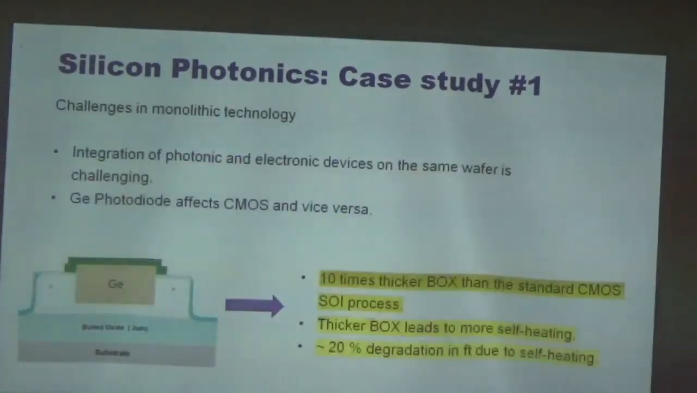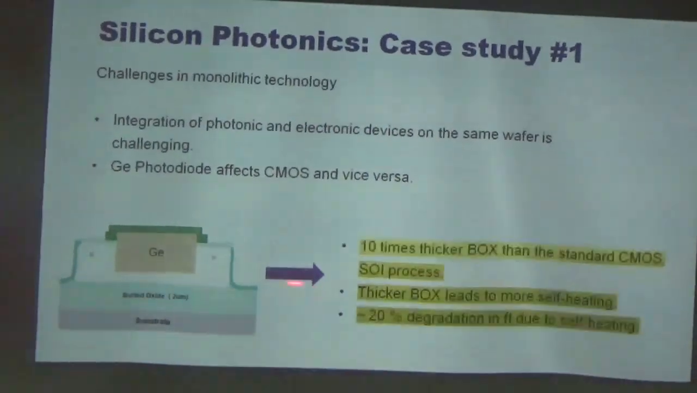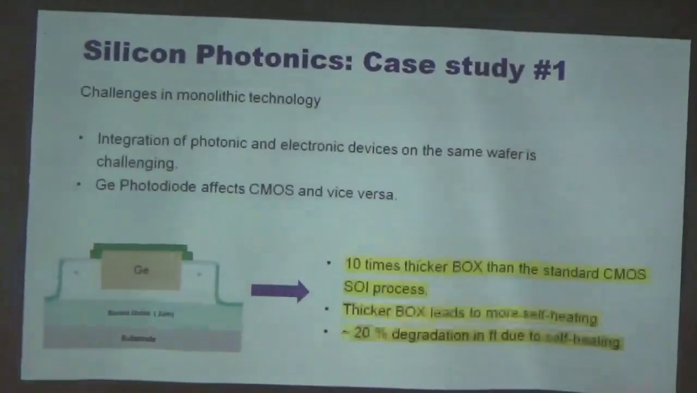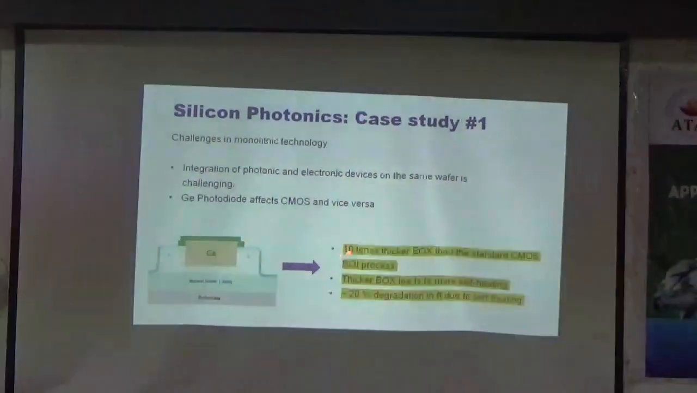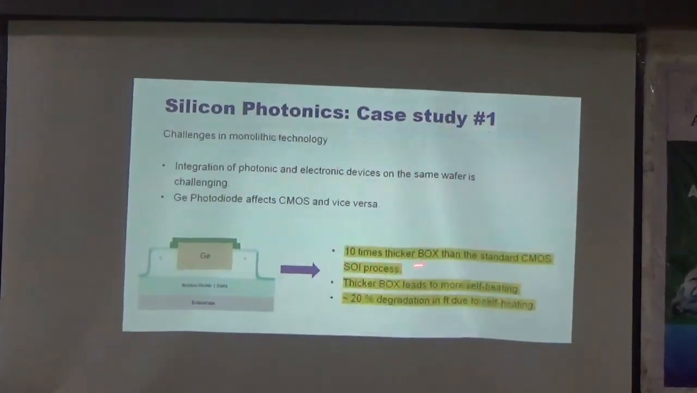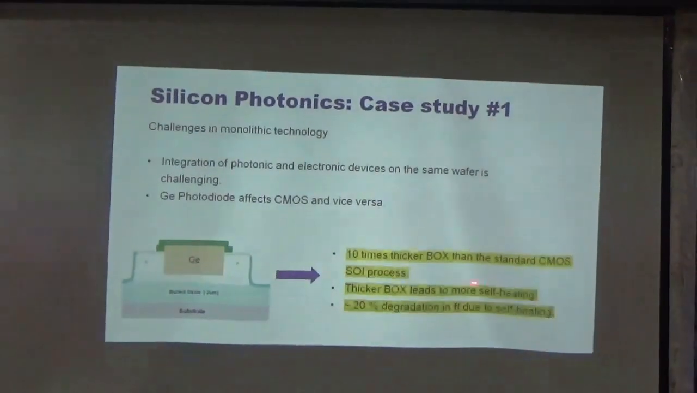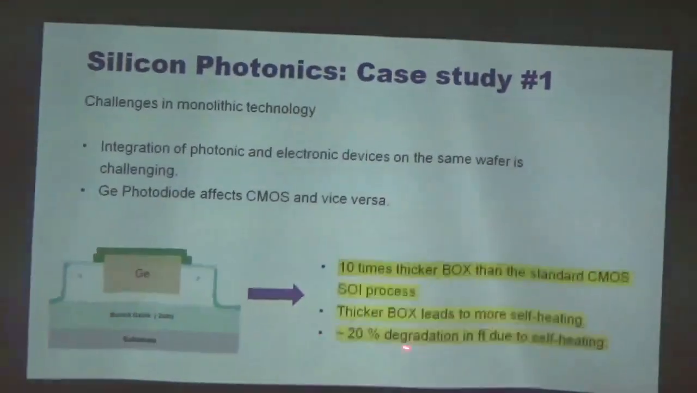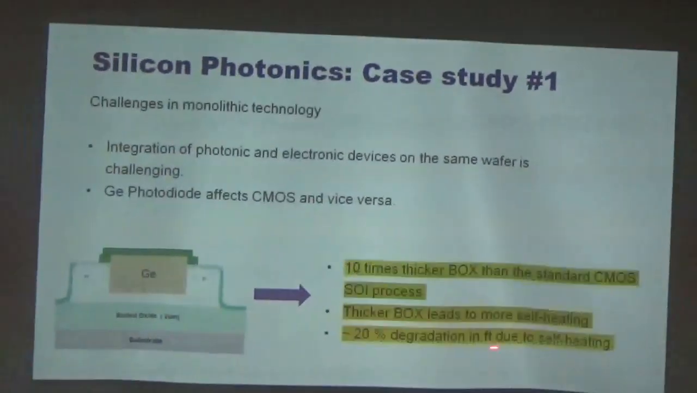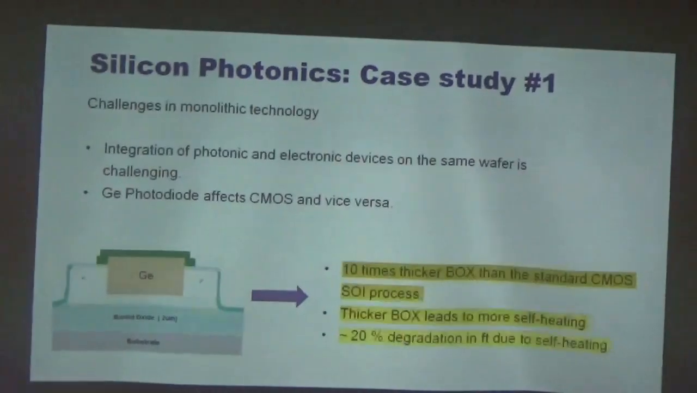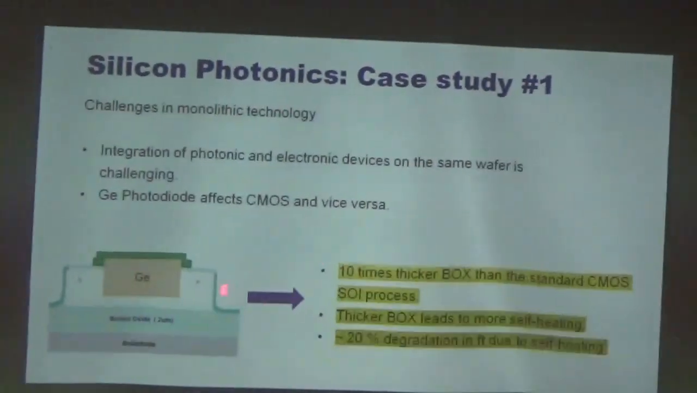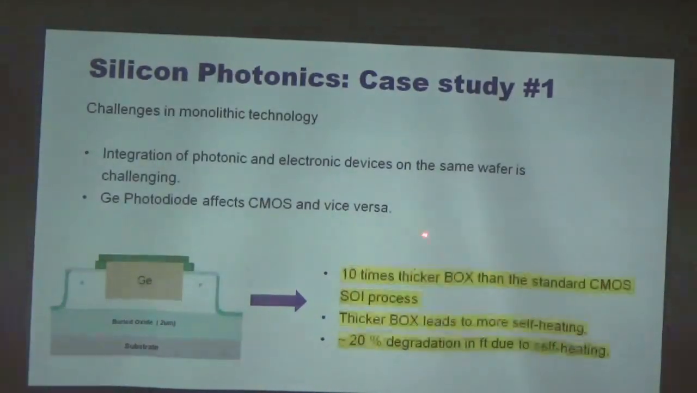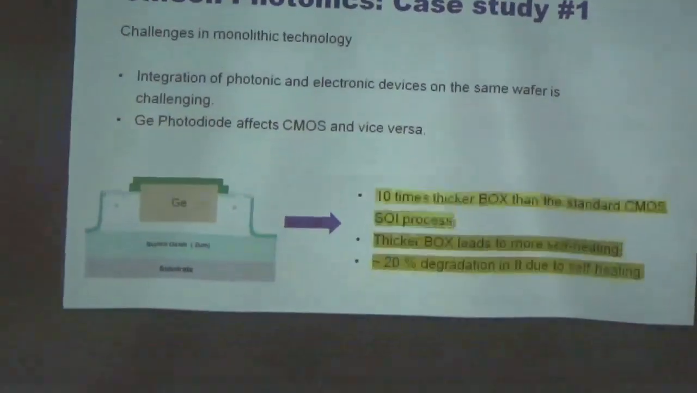Let's see why. What happens with the monolithic side? When we do the monolithic integration, when we fabricate the germanium diode with the CMOS, a lot of issues happen. We need to use almost 10 times thicker buried oxide, and because of the integration of the diode, there is a 20% degradation in FT, and that is due to self-heating. So this is one of the major issues with the germanium diode. When you use a monolithic technology, you will somewhere compromise the performance of the FET devices.